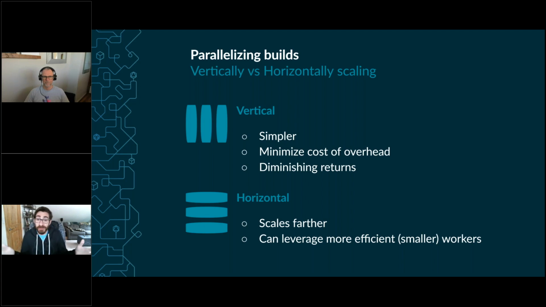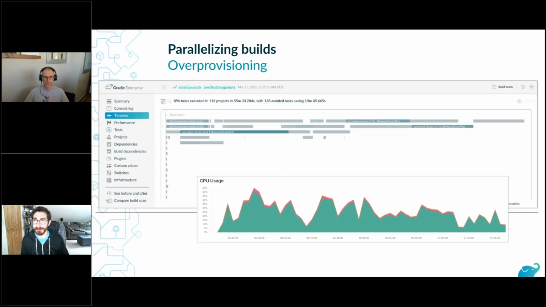So for horizontal scaling, the benefit, as I just mentioned, is that we can scale much farther. We can make any number of jobs parallel. And because we're doing less work on each machine, we can make the workers potentially smaller and a little bit more efficient. The idea is that the worker is at max capacity throughout as much of the build as possible.